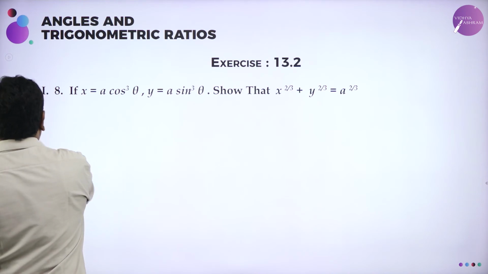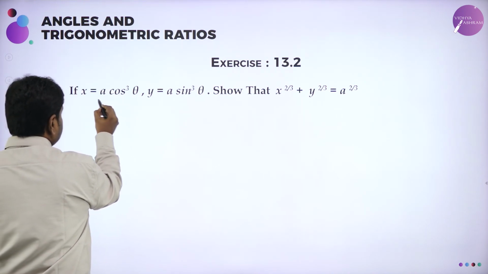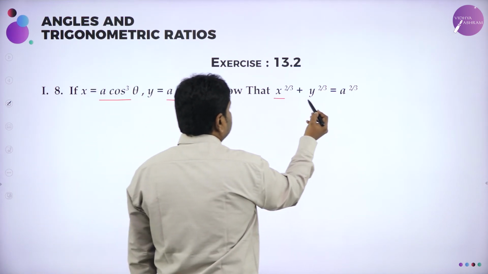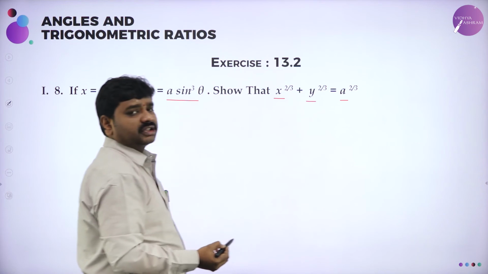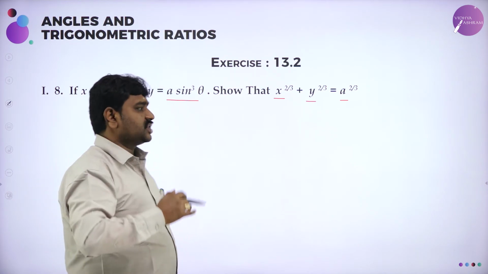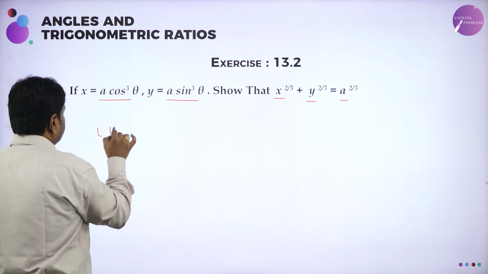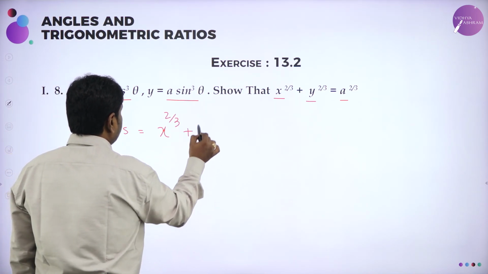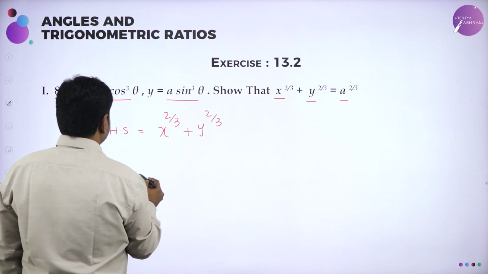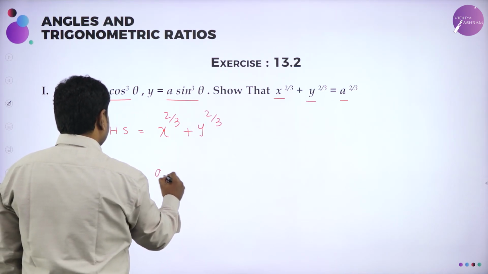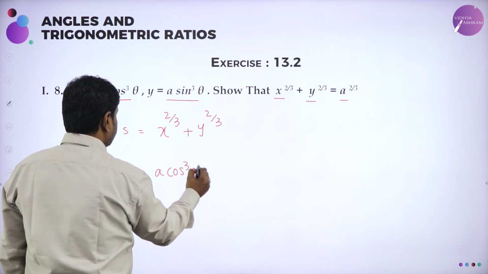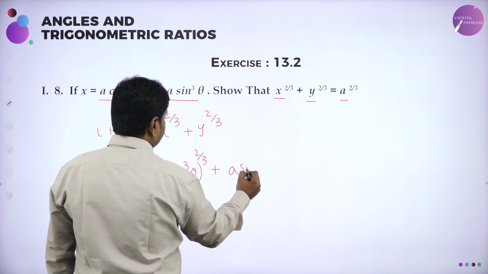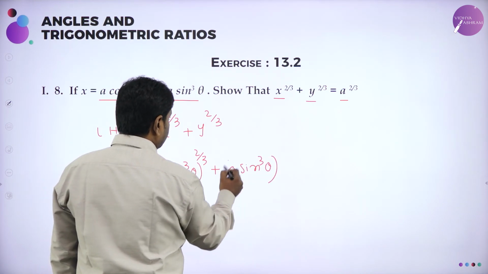Now, next problem we have x is a cos cube theta, y is a sin cube theta. Show that x power 2 by 3 plus y power 2 by 3 is a power 2 by 3. Similarly, we'll take LHS now. What is LHS? X power 2 by 3 plus y power 2 by 3. In the place of x, substitute the value of x. What is the value of x? A cos cube theta. A cos cube theta whole power 2 by 3. In the place of y, you take a sin cube theta. A sin cube theta whole power 2 by 3.